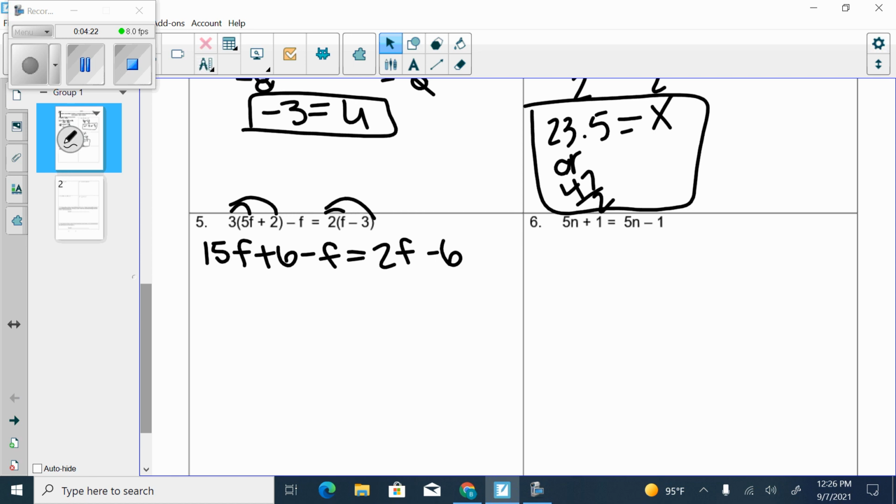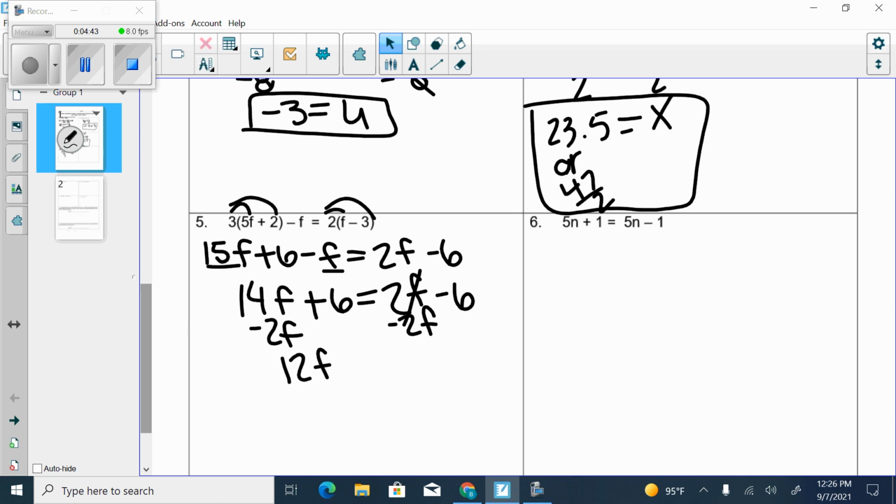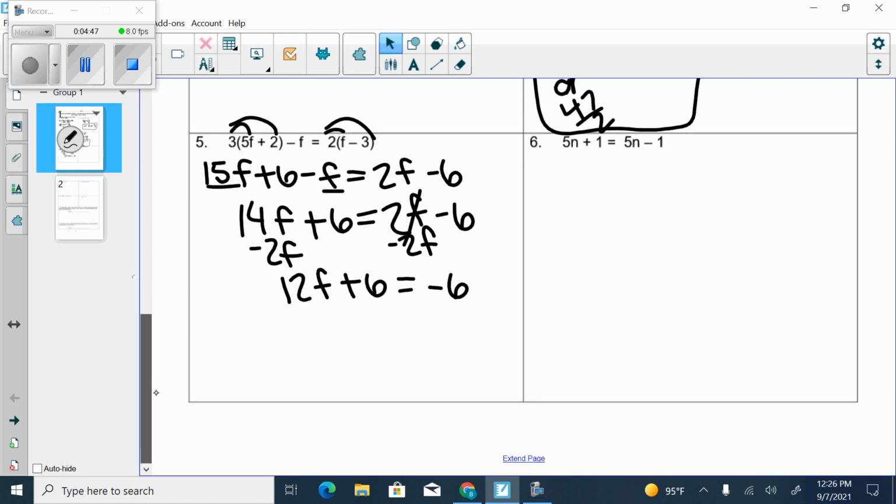Find like terms. So on the left, I've got 15f and negative f. Very good. Okay. So like you said, 14 minus 2 is 12f. So I got 12f plus 6 equals negative 6. What did you say?